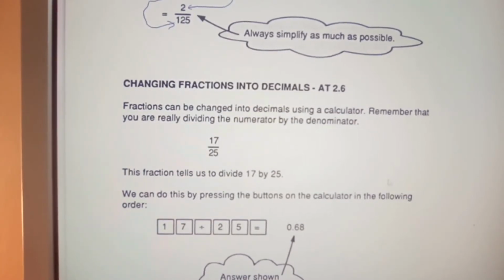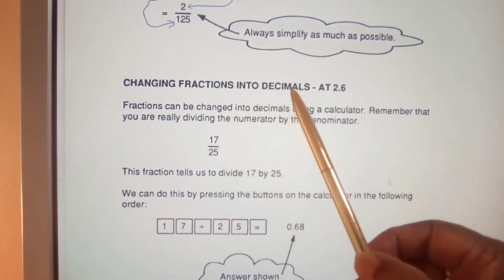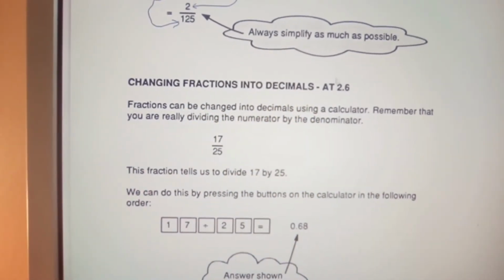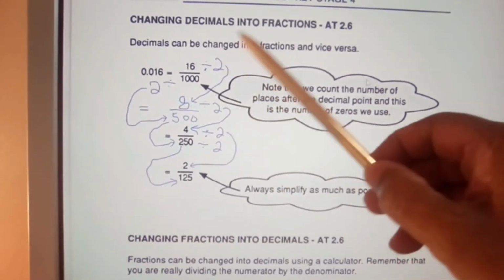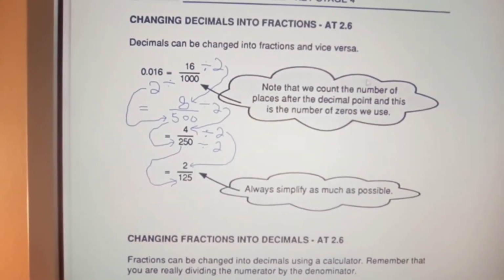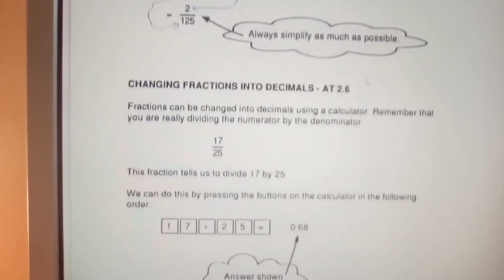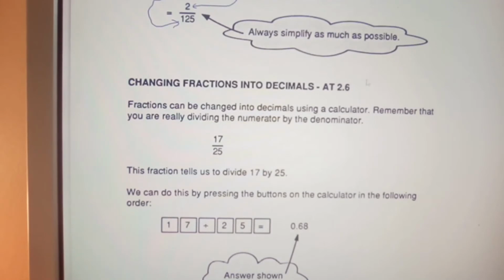So, changing fractions into decimals, okay? And again, you will recall that is our heading, changing decimals into fractions, okay? But changing fractions into decimals, okay?